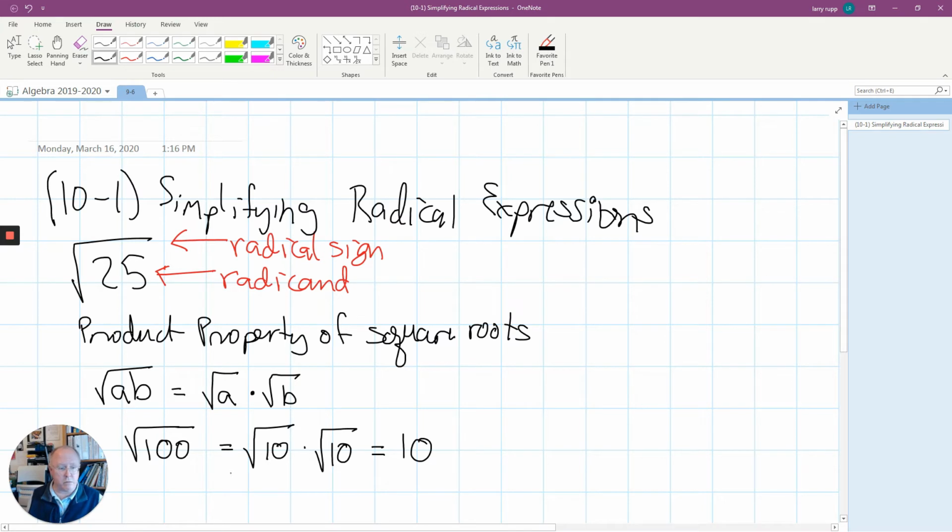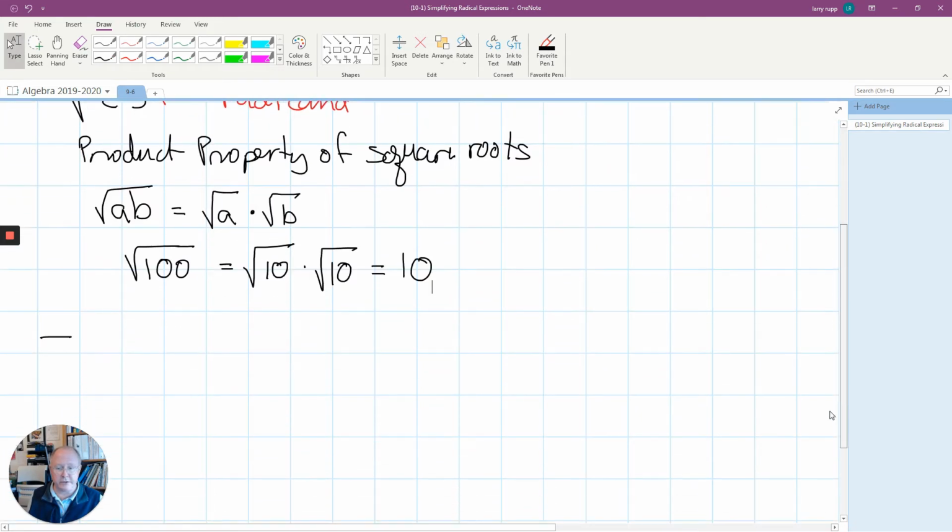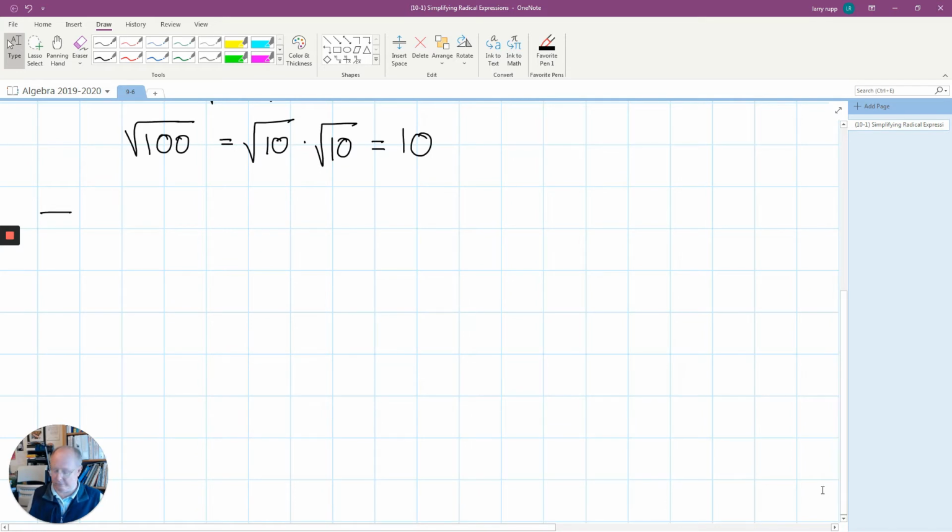Okay, so I'm going to shift the page down a little bit. So let's do example 1 on page 528.